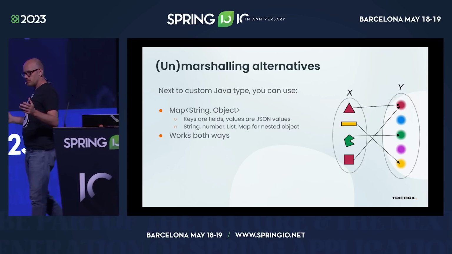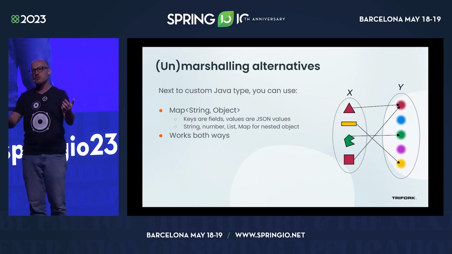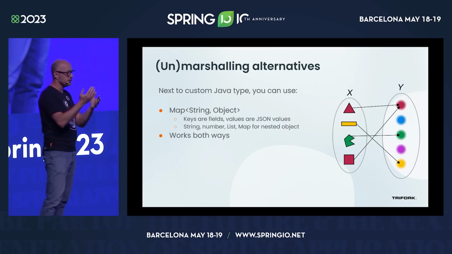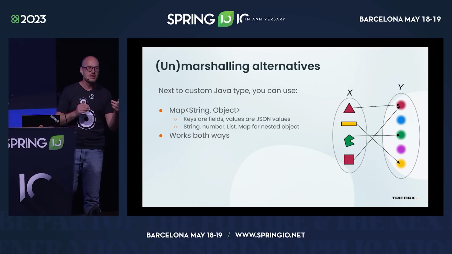There is another comment here, but I'm going to skip it because I don't have time. So far, we've been looking at marshalling and unmarshalling to custom Java types, right? We wrote an account class, and we used that. That's actually very common, and that's the use case for most people. But there are some alternative options that I wanted to show you.